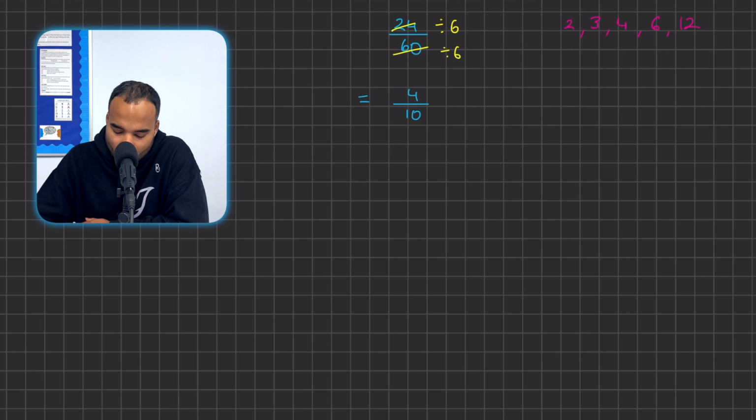But ask yourself now, is this fraction in its simplest form? No, because 2 can go into 4 and 10, right?